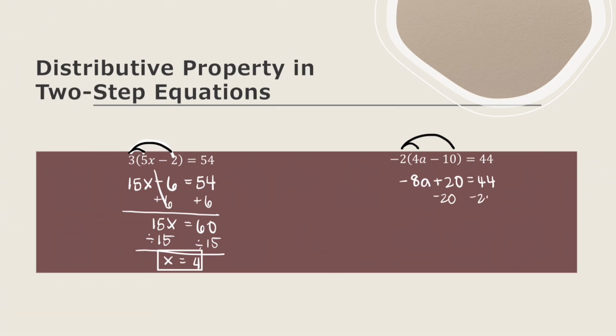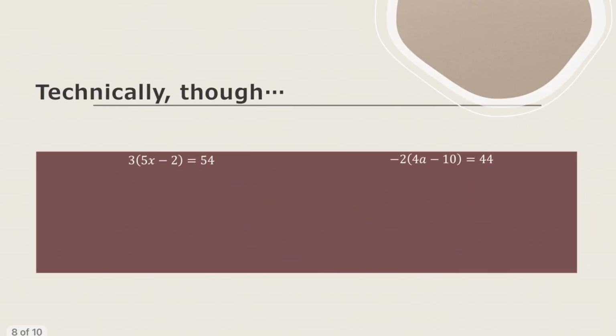I'd subtract 20 from both sides. So I have negative 8a equals 24. And then I would divide by negative 8. So a is equal to negative 3. So this is what I normally do, because I just like getting rid of the parentheses as soon as I can.